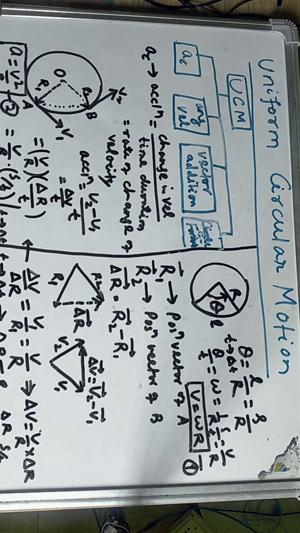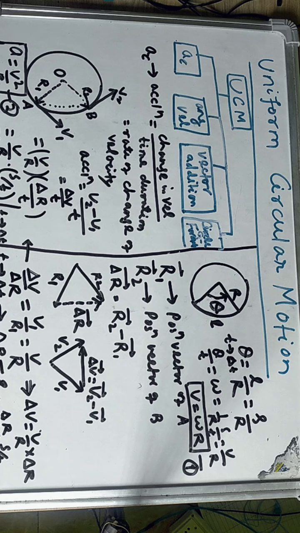Today we'll study uniform circular motion in the easiest way. We know, as the name indicates, circular motion is motion of an object in a circular path, and uniform indicates the speed of the object remains constant. That means speed does not change during the motion.